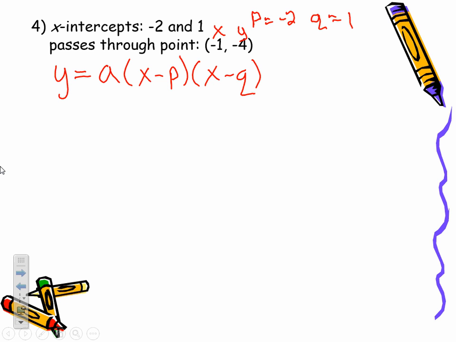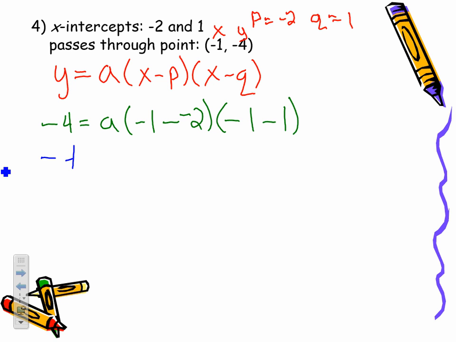Here we go. We're going to plug all of this information into our equation. So y is negative 4 equals a, because I do not know what a is, times the quantity x, which is negative 1, minus p, which is negative 2, times the quantity x, which is negative 1, minus q, which is 1. I'm going to go through, simplify this. So negative 4 equals a times the quantity negative 1 plus 2, because right there that turns into a positive, times the quantity negative 1 minus 1.